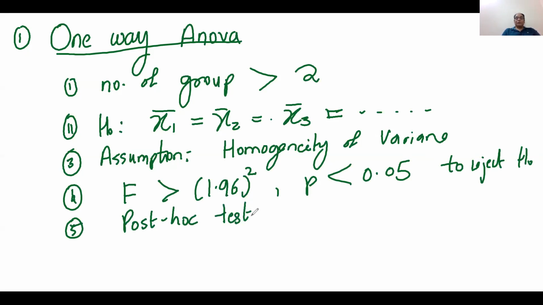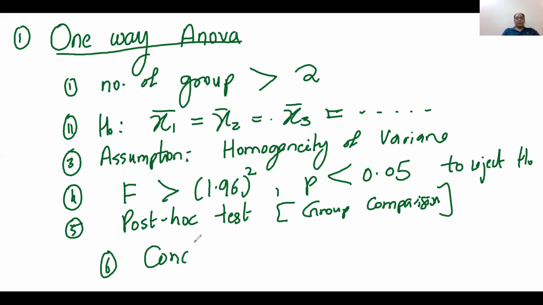Right? Post hoc test is simply known as group comparison. Group comparison. And after this, we conclude. So this is the simple procedure of one-way ANOVA.